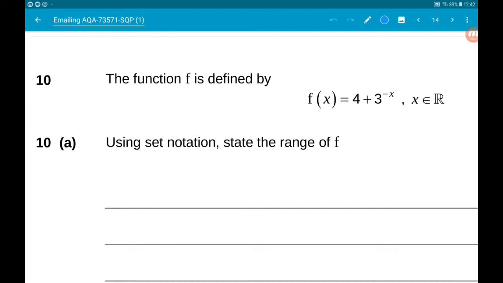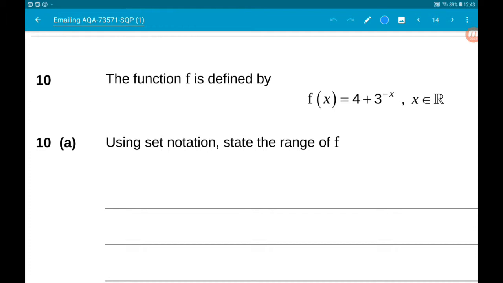Okay, question 10. The function f is defined by f of x is equal to 4 plus 3 to the minus x, where x is an element of the reals. Using set notation, we want to state the range of f. If you're playing along with the mark scheme, there is actually a bit of a mistake here. In the mark scheme, they use x for the range, which is wrong. It should be f of x.